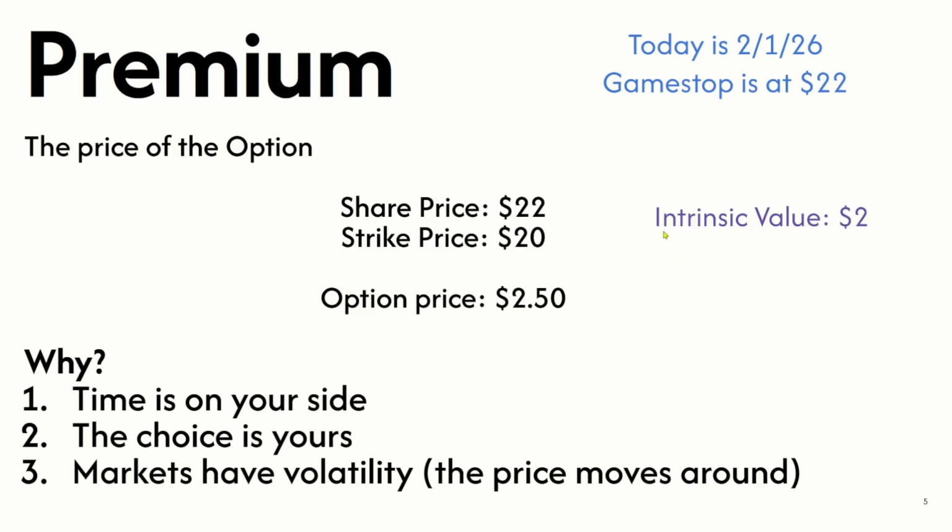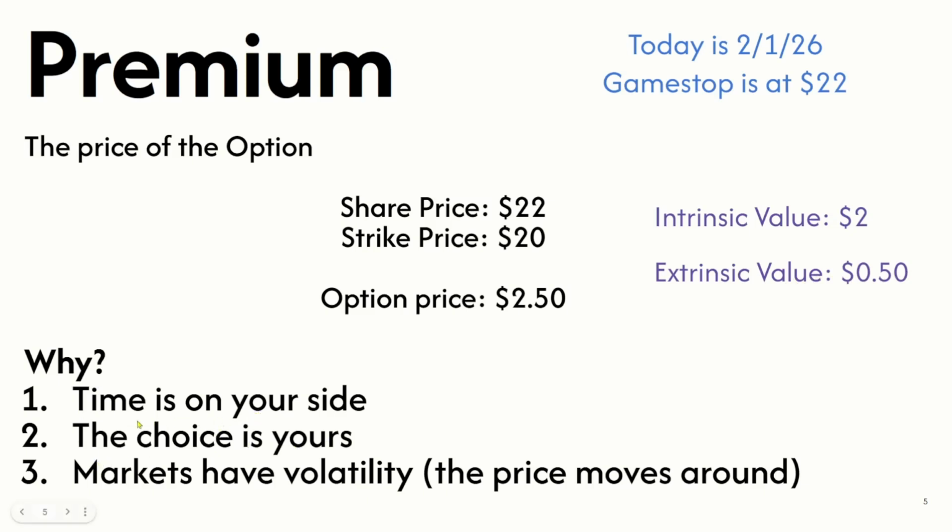So our intrinsic value, a new vocabulary word, intrinsic value is $2. This is just the difference between the strike price and the share price. And we have extrinsic value of 50 cents. So the two of these combined make up the whole premium, the whole option price. So if the intrinsic value is $2 and the option price is $2.50, that means the remaining amount is extrinsic value of 50 cents.